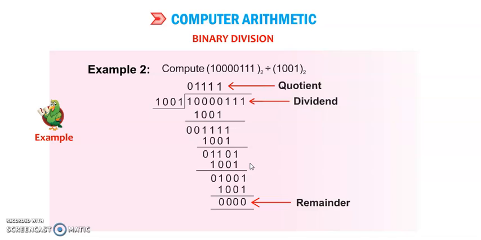Okay, now we have completed the chapter. In the next class, I will give you extra examples of binary subtraction, division and multiplication. So you have to practice all those questions in your rough copy.